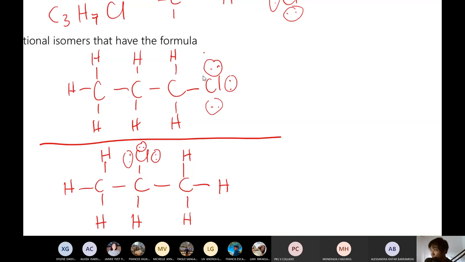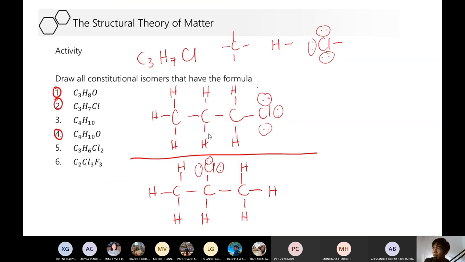C3H7Cl. Pwede ba yung Cl ilagay ko sa gitna, gaya ng ginawa ko sa oxygen? Not really. Bakit? Hindi siya pwede sa gitna because Cl, by default, can only form one bond. So, isang bond lang yung pwede niya gawin by default. So, that means, nasa dulo lang talaga siya. Kumbaga, terminal atom lang talaga siya. Okay? So, yan yung answers natin for number 2. So, yung isang Cl na sa dulo, yung isang Cl na sa gitna.